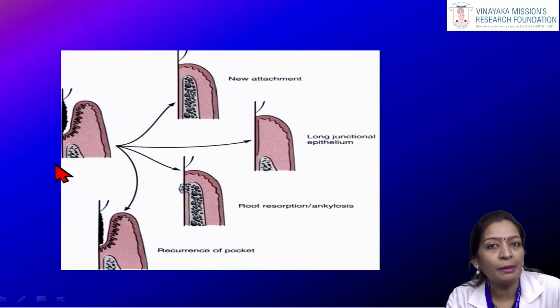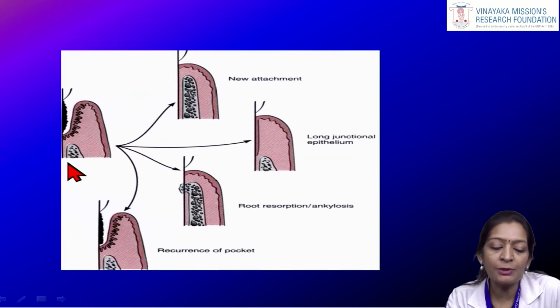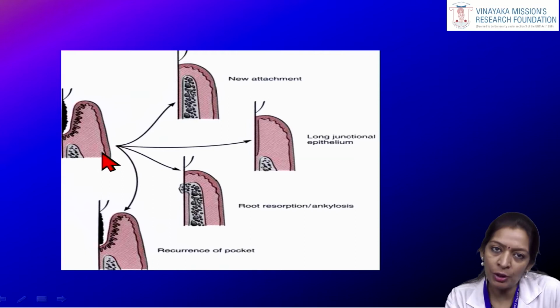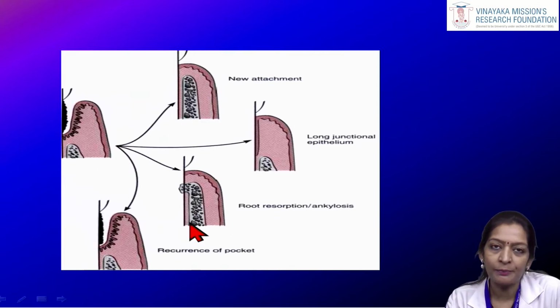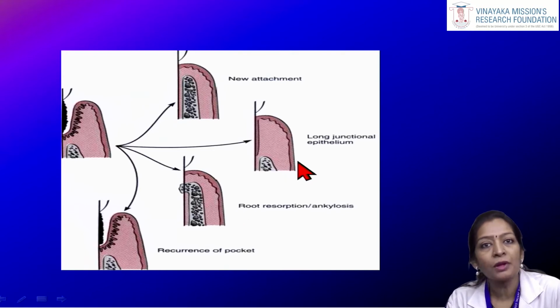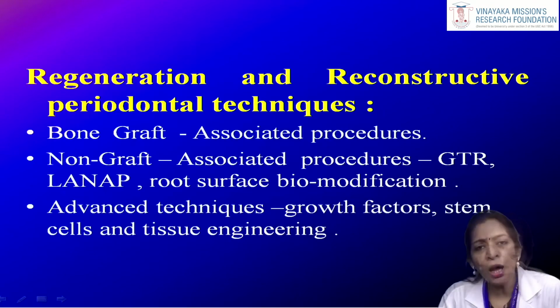This tooth is affected by the periodontal disease where you can see apical migration of the junctional epithelium, so there is pocket formation, there is defect in the cementum, affected periodontal ligament, as well as there is bone loss. So when we do a periodontal surgery, these are the different types of the healing which takes place. Either it heals by new attachment, long junctional epithelium, root resorption or ankylosis, recurrence of pocket, or combination of the above. So how do we do these regenerative techniques?